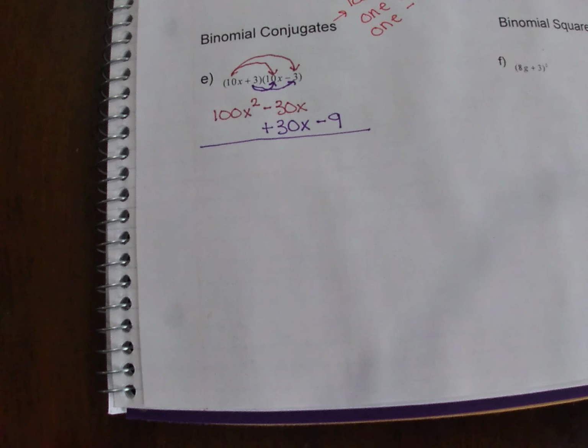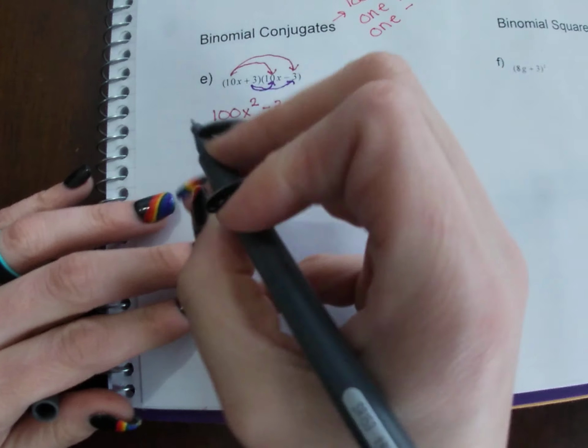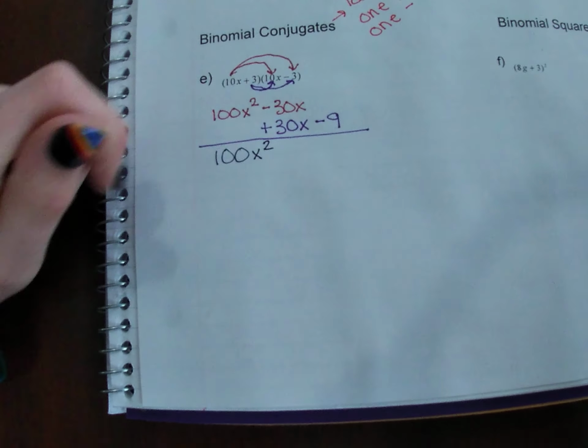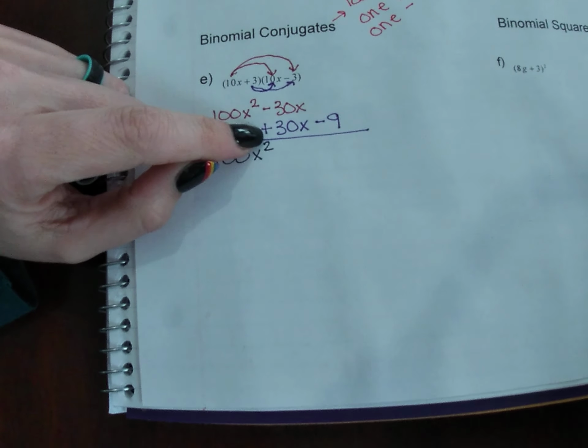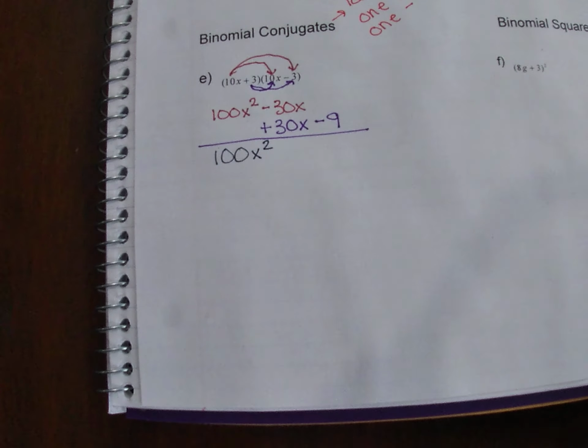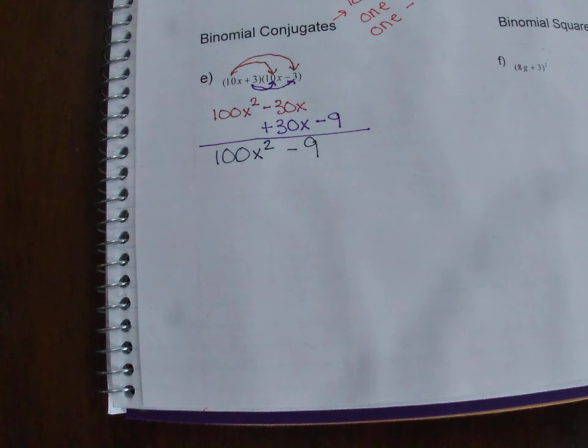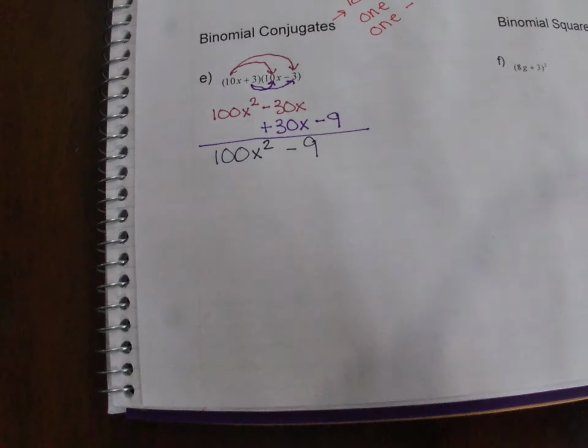Okay, and at this point you should be going, oh, I see this as a negative and a positive, right? And a negative and a positive just cancel each other out. So a negative 30x plus a 30x will give us 0x. So we don't need to write that down. So we'll just end up with 100x squared minus 9. Okay, and that middle term canceling out will happen anytime that we have conjugates.